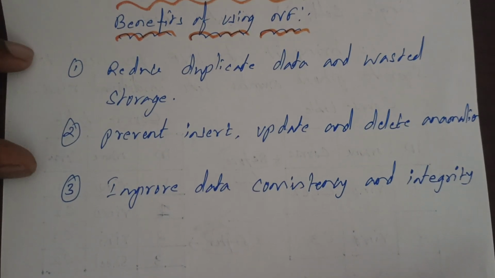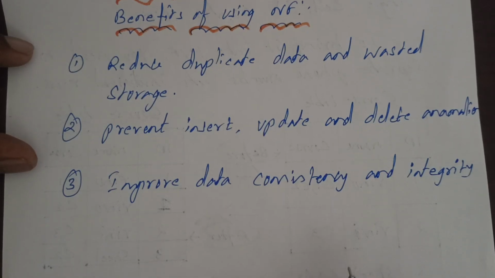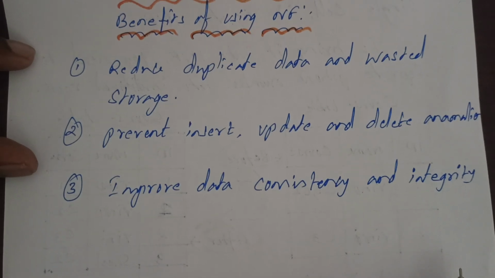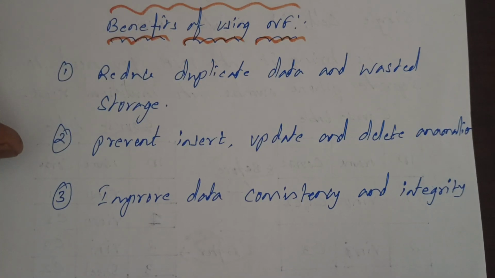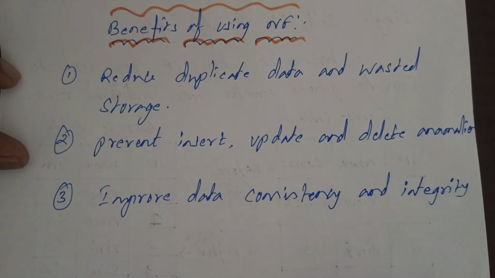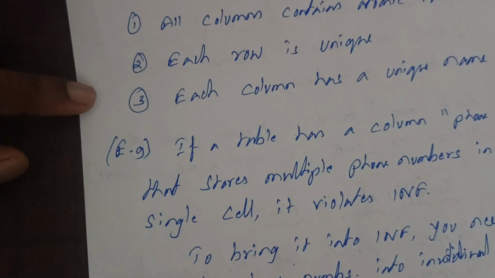The third important point: it is going to improve the data consistency and integrity in any table format in a database management system. All these three play a very important role, and finally, normalization makes the schema easier to maintain and evolve. So let me take you to the first normal form.